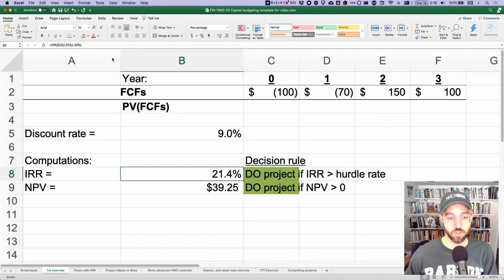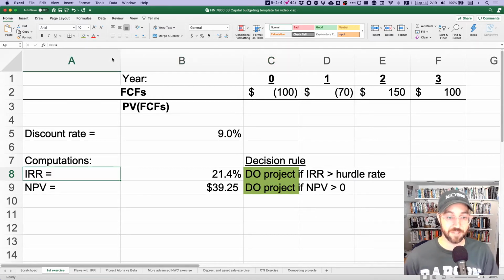And indeed, the two rules here both give the same advice, which is do this project because its IRR is greater than the hurdle rate and because its NPV is positive. Indeed, the IRR rule and the NPV rule for typical investment projects will always give the same answer. So if the IRR is greater than the hurdle rate, then the NPV will be positive. If the IRR is less than the hurdle rate, the NPV will be negative.